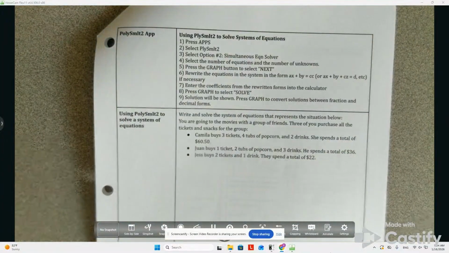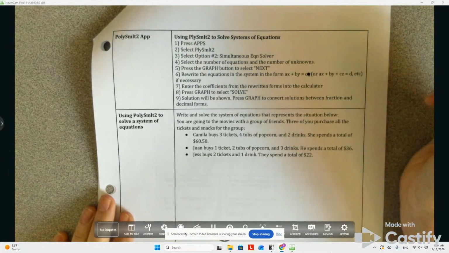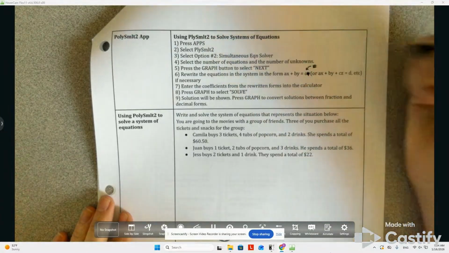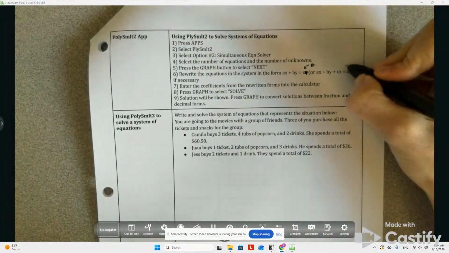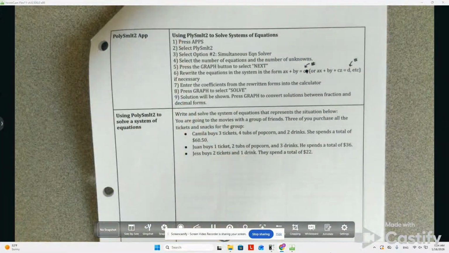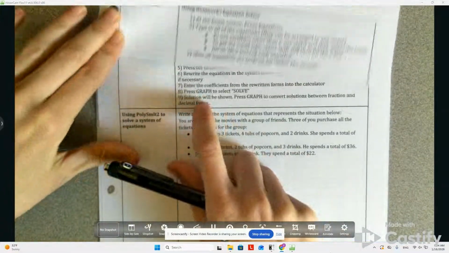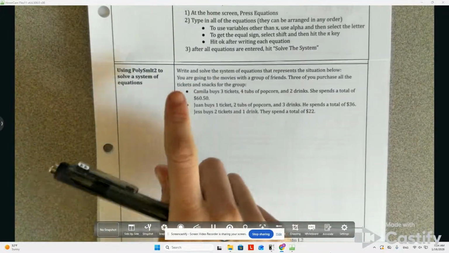This, again, is just the instructions for how to use PolySmlt. I think there's a little typo here. I think this should just say C. Basically, this side of the equation needs to be numbers only, no variables. Like here it's D because it's a number, no variable. But that's just a summary of the steps we took. In NumWorks, you also have a summary of the steps that we took to solve the system of equations.